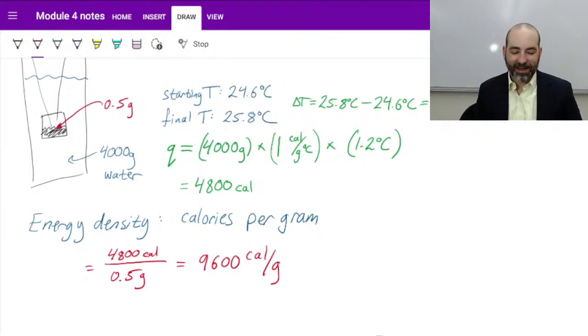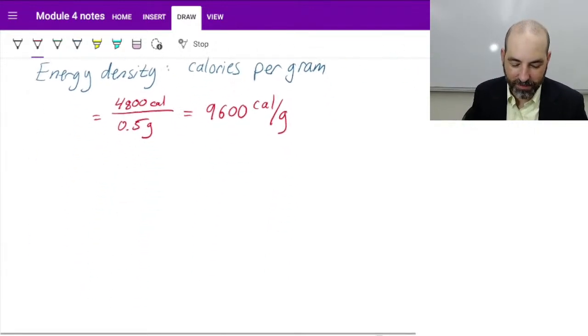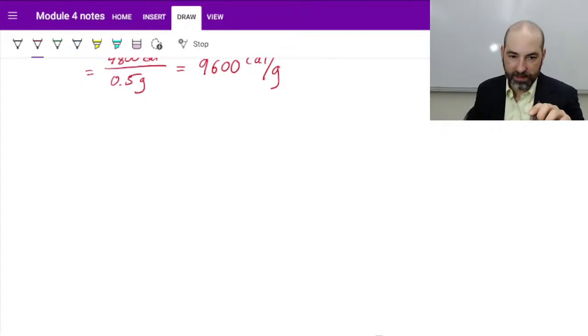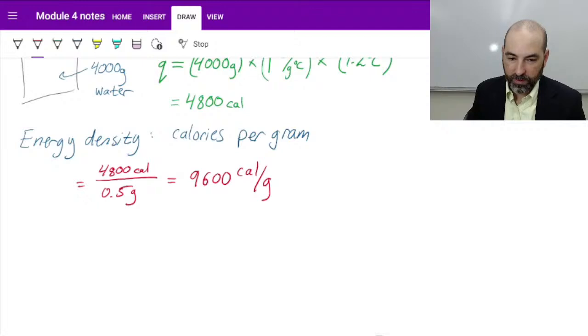So that's how a calorimetry experiment works. Now, a couple complicating things for when we actually do the calculations from lab tomorrow. Same time, by the way, 1 o'clock.